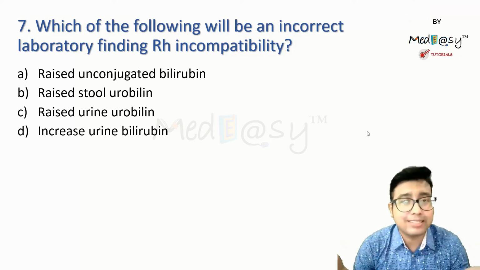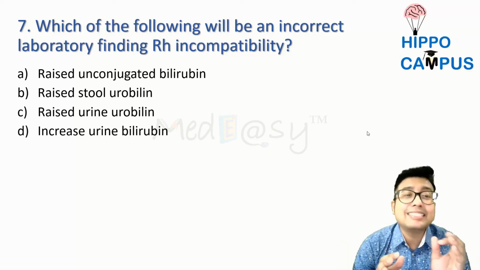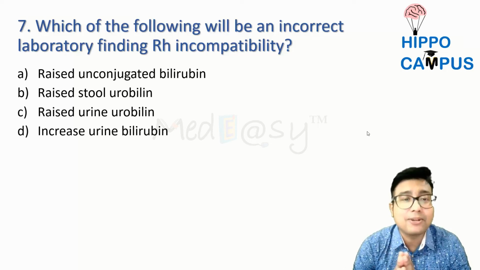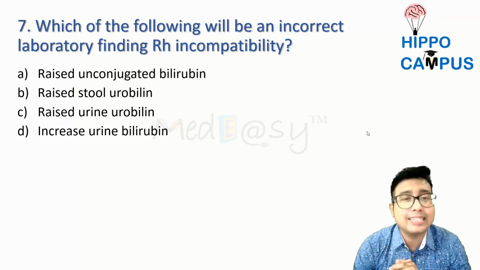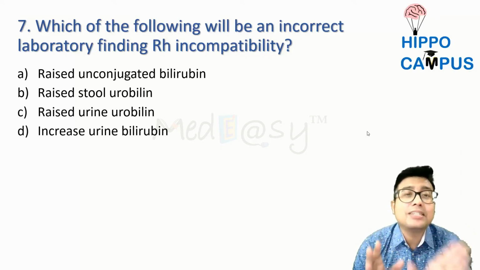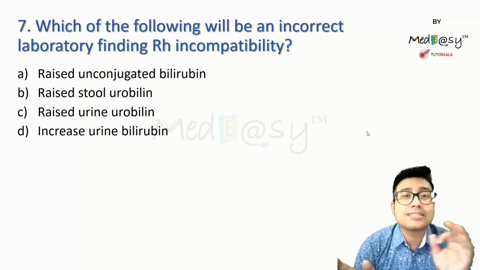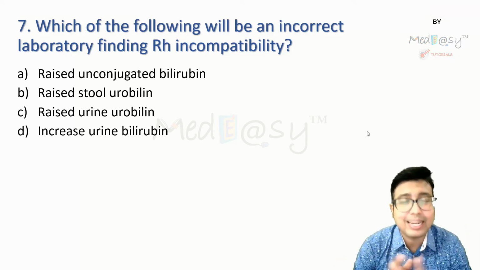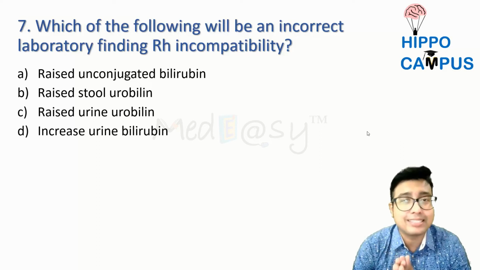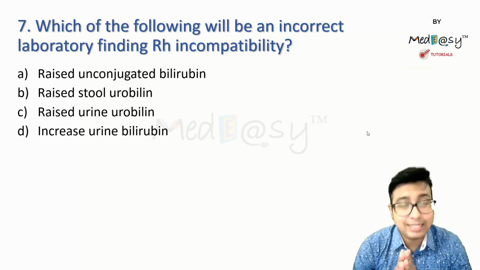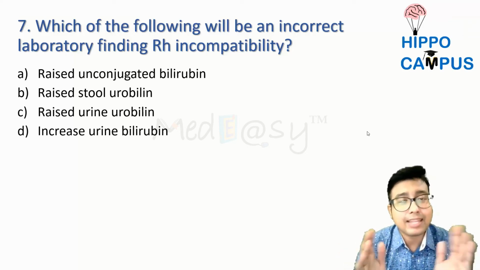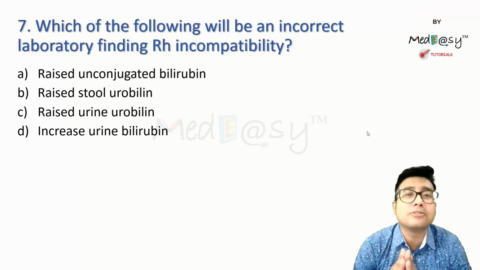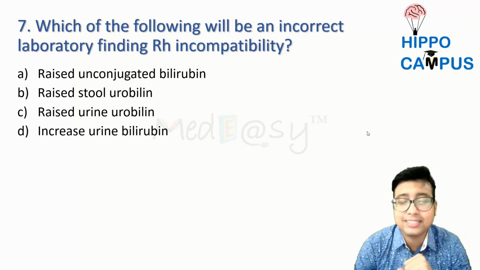Now increased urine bilirubin, that does not happen, because this unconjugated bilirubin is not soluble in water, it is insoluble. Increase in urine bilirubin will happen in causes of conjugated hyperbilirubinemia like obstructive jaundice, but not in this case. So in RH incompatibility, where there is unconjugated hyperbilirubinemia, urobilin will be raised, unconjugated bilirubin will be raised, but not urine bilirubin. So the answer to this is 7D.